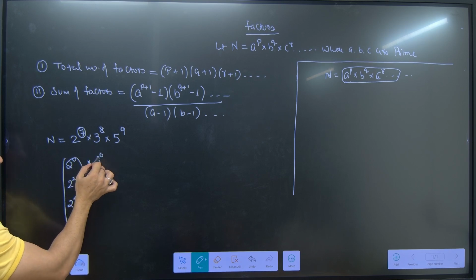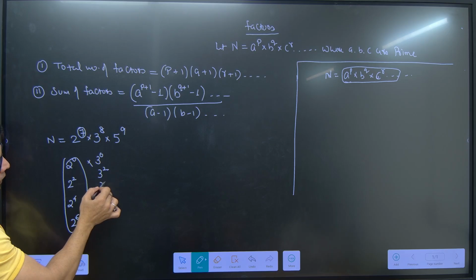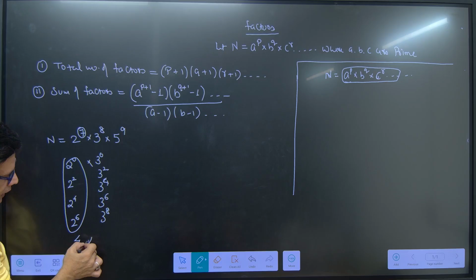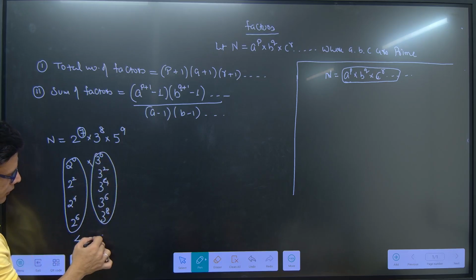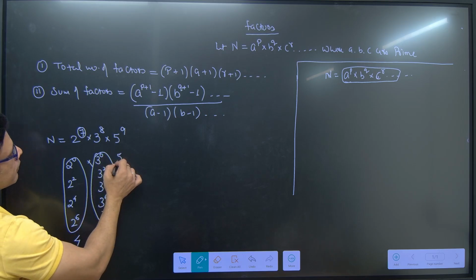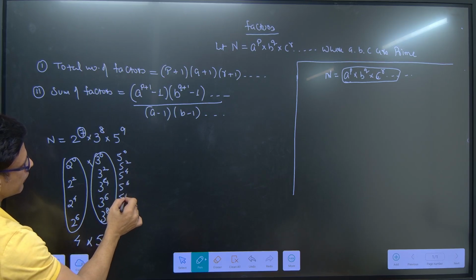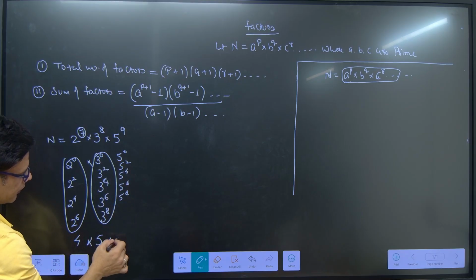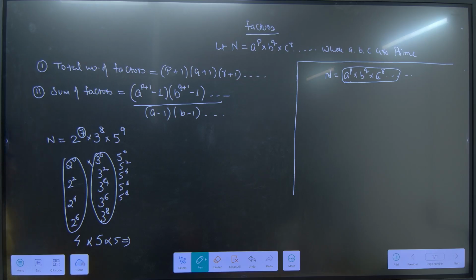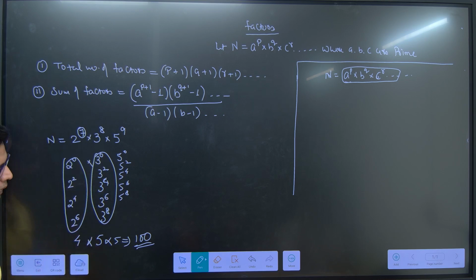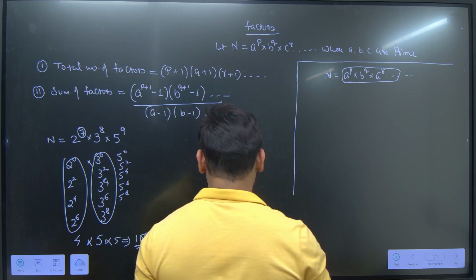Here 3 raised to the power 0, 3 square, 3 4, 3 6, 3 8. How many perfect squares you are getting in this case? 5. And here 5 raised to the power 0, 5 square, 5 4, 5 6, 5 8. यहाँ पर कितने मिले? 5. 4 × 5 × 5 सा 100. That means जितने भी फैक्टर्स आएंगे उसमें से 100 फैक्टर्स विल बी परफेक्ट स्क्वायर.